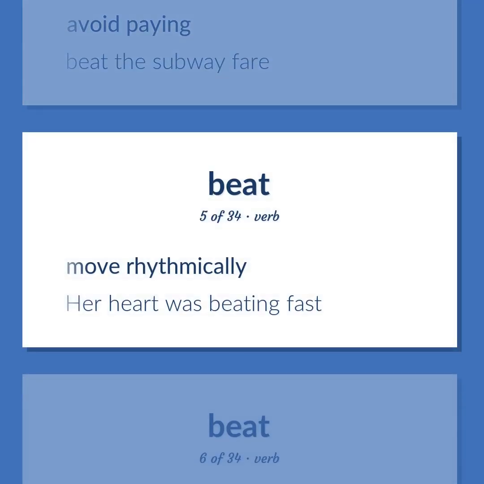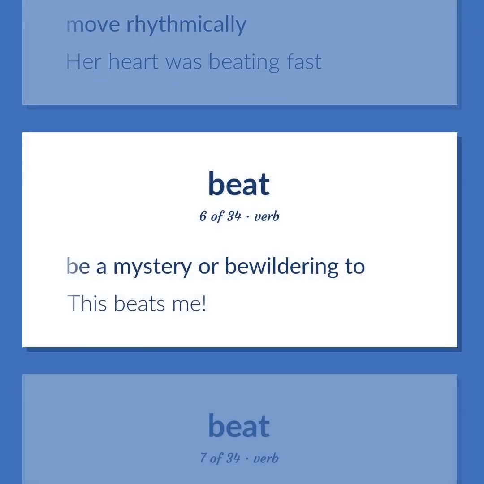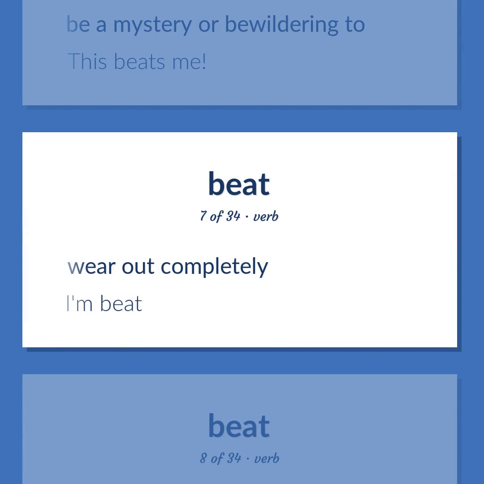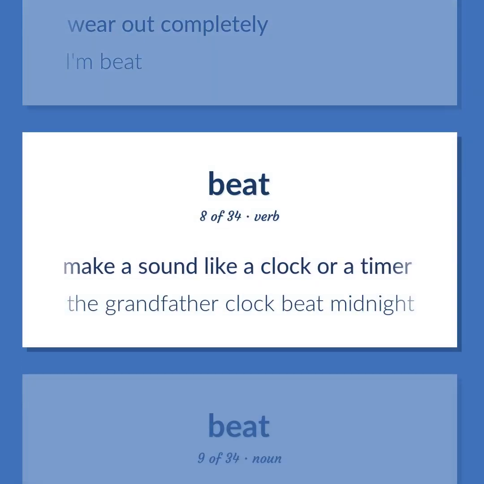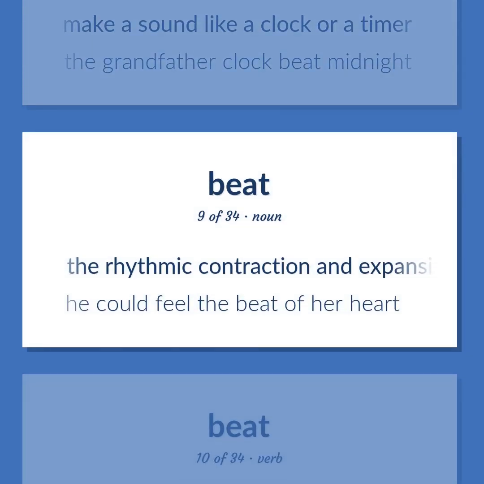Move rhythmically. Her heart was beating fast. Be a mystery or bewildering to. This beats me. Wear out completely. I'm beat. Make a sound like a clock or a timer. The grandfather clock beat midnight. The rhythmic contraction and expansion of the arteries with each beat of the heart. He could feel the beat of her heart.